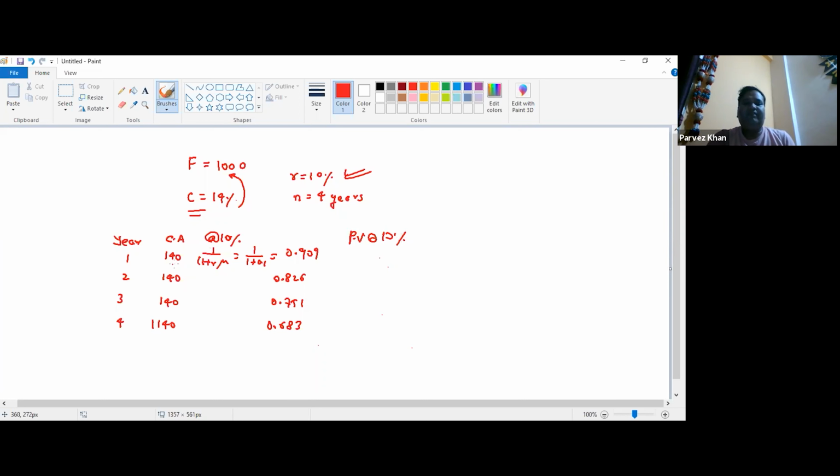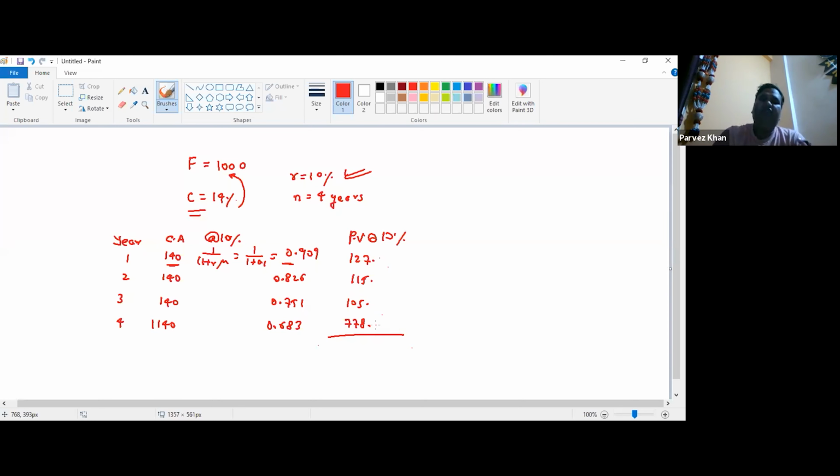Then present value means future value multiplied with the discount factor. So 140 into 0.909 is 127 point something. 140 into 0.826 is 115 point something. 140 into 0.751 is 105 point some value. 1140 into 0.683 is 778 point some value.